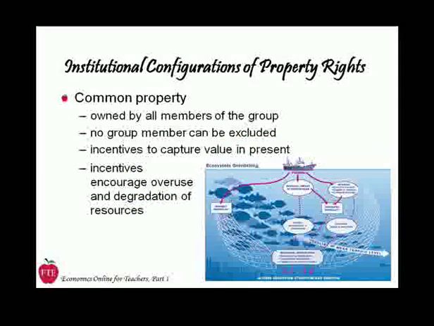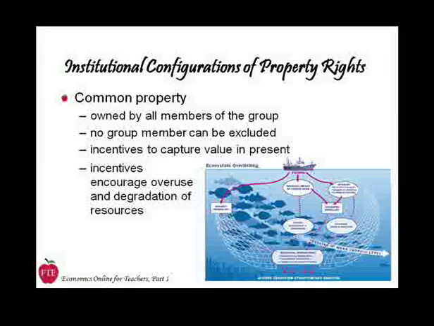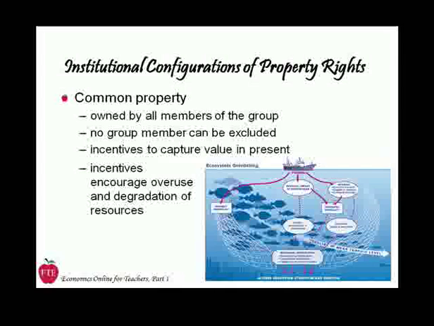Because the owners of a commons have no ability to exclude others or constrain others' use, their best strategy is to get as much out of the resource as they can. Thus, they contribute to the very scenario of overuse that they fear.